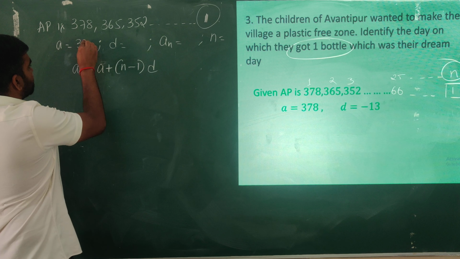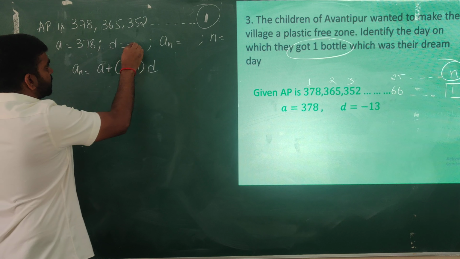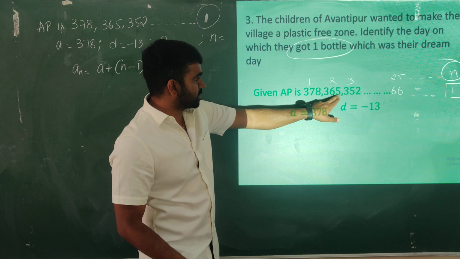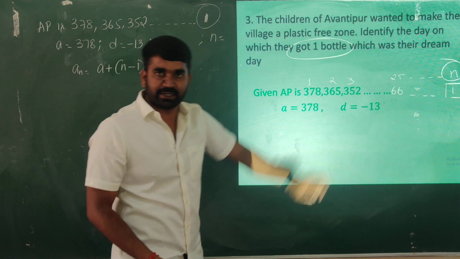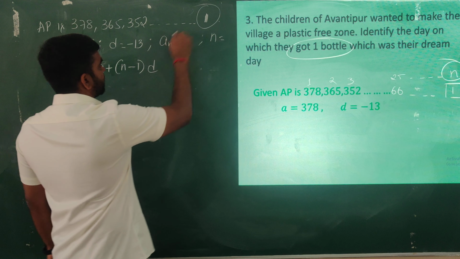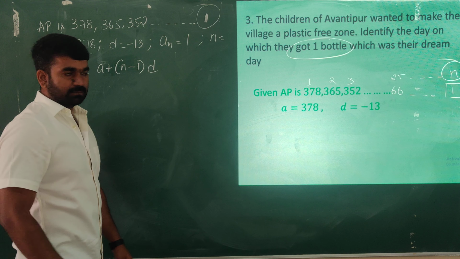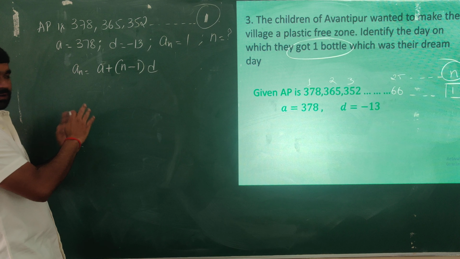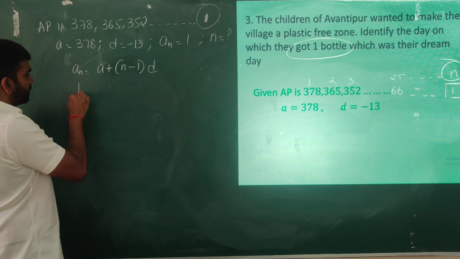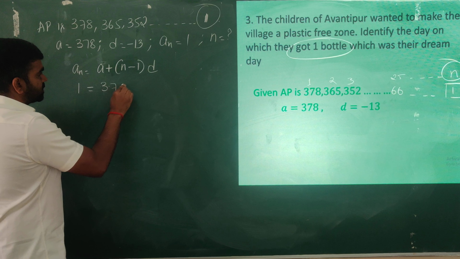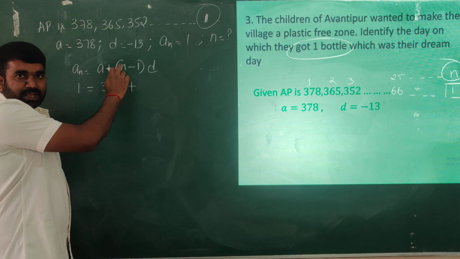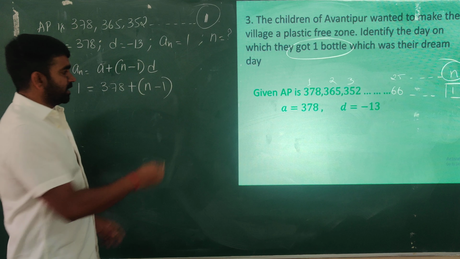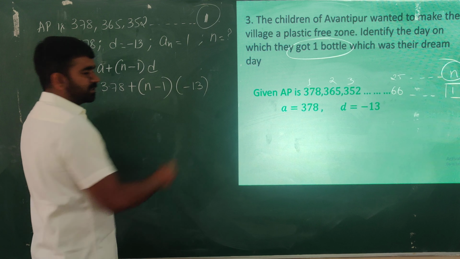So what is A? That is equal to 378. What is D? Minus 13. We calculated it in the previous problem: 365 minus 378, D is equal to minus 13. An is 1, we have to calculate the value of n. So substitute all the values over here. An is 1, which is equal to 378 plus n minus 1, and D is minus 13.